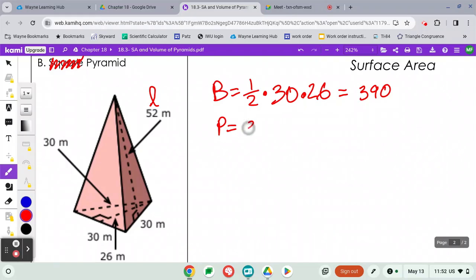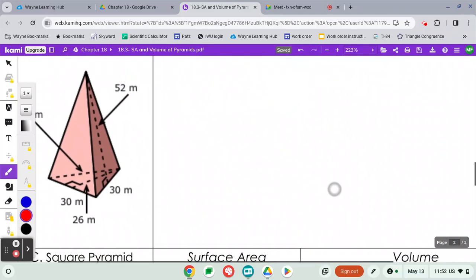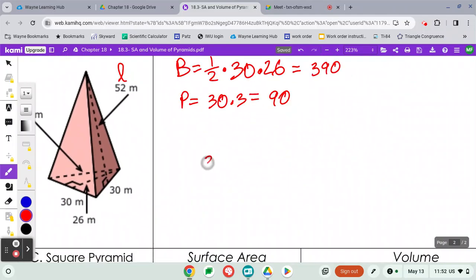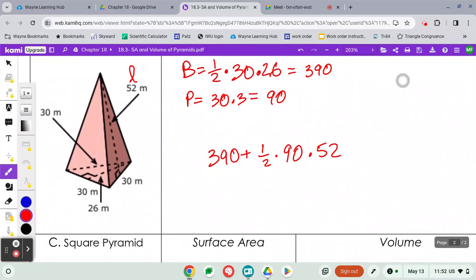What you were saying was for the area. Okay. All right, now we're good to go. We can set it up. So 390 is the area of the base plus 1/2 times the perimeter times our slant height, which we already said was 52. So take a moment and try that one, please. All right, so we find 2,730 meters squared.